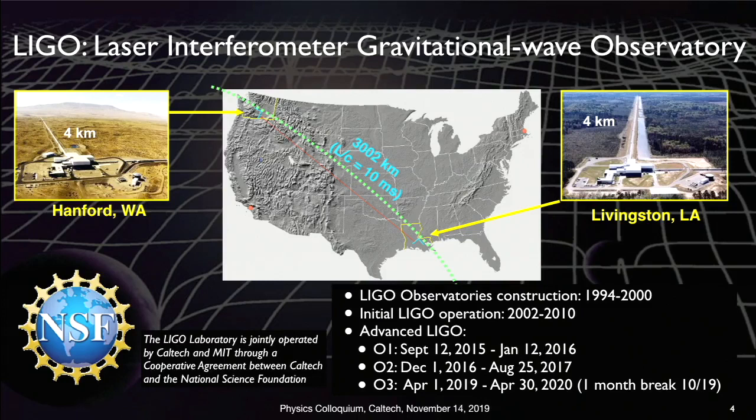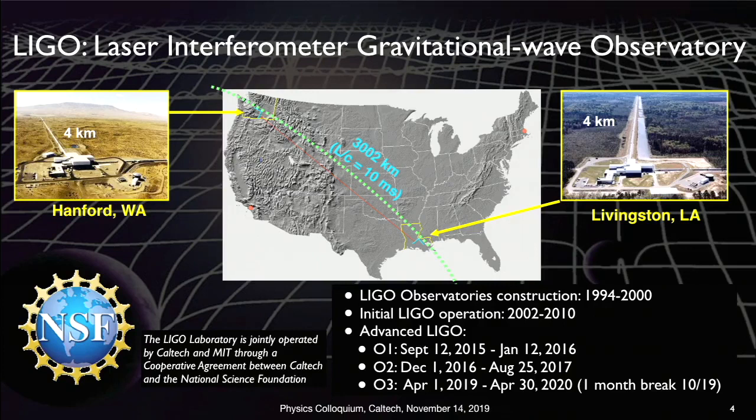This is a project that started in the 90s. Construction of initial LIGO was between 94 and 2000. We acquired data between 2002 and 2010 in the initial LIGO configuration, which is very similar to the design you saw in the previous sketch. And then between 2010 and 2015, there was an upgrade campaign to Advanced LIGO.